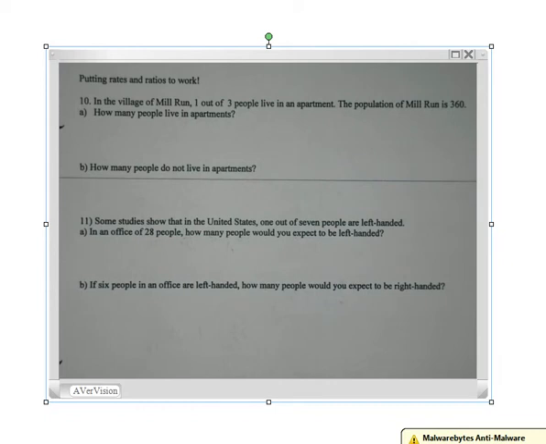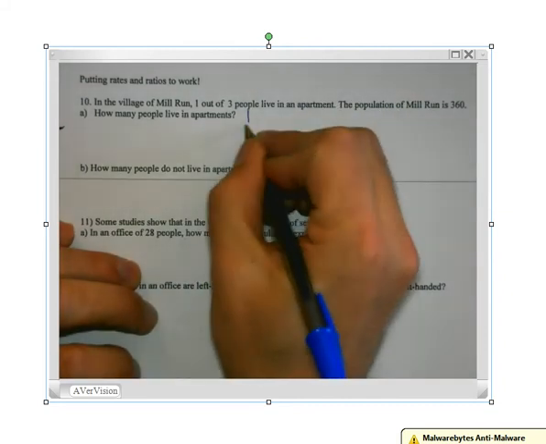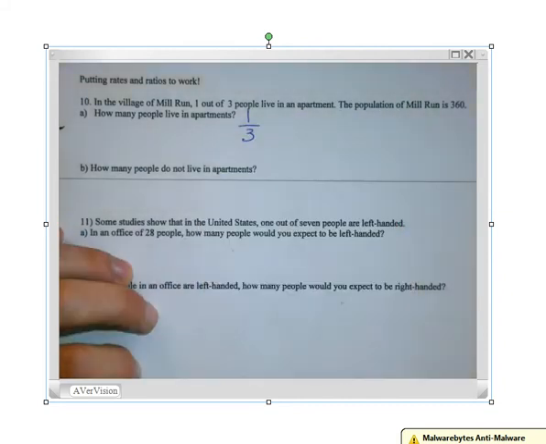Okay, now we're actually going to start using the rates now. Okay. In the village of Mill Run, 1 out of 3 people live in an apartment. Now, here's how we're going to use what we just did to get an answer. We're going to take our 1 person out of 3. Okay, what's the decimal for that?